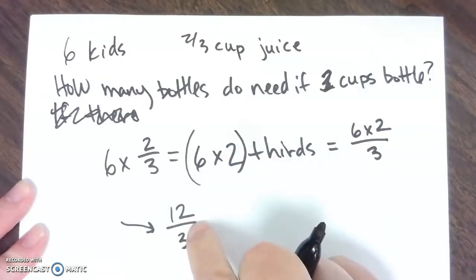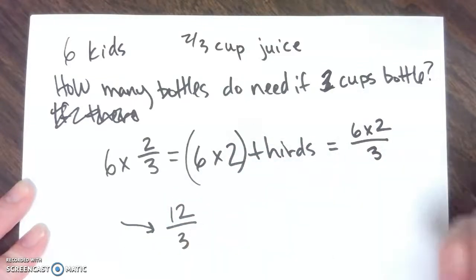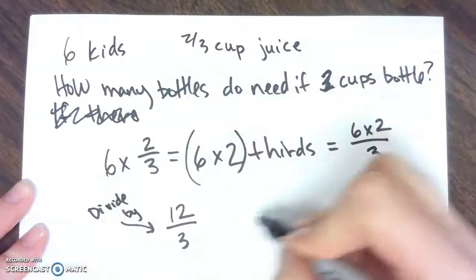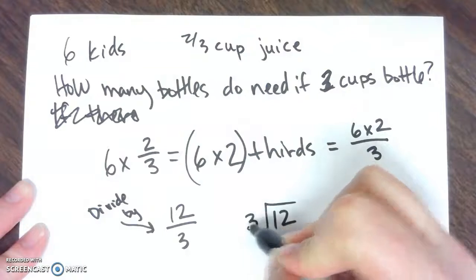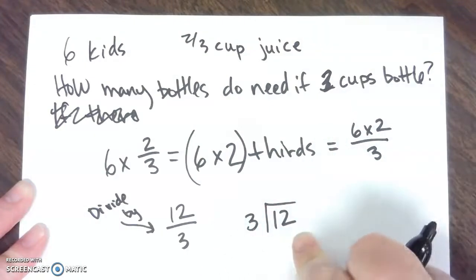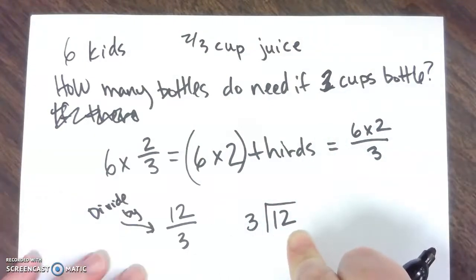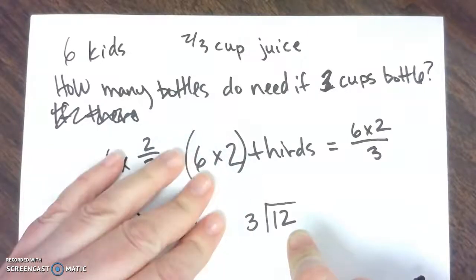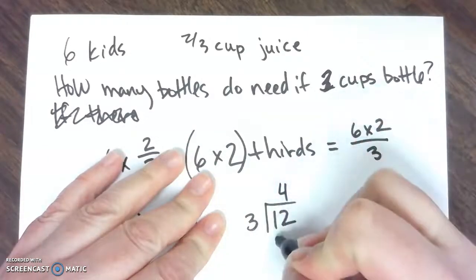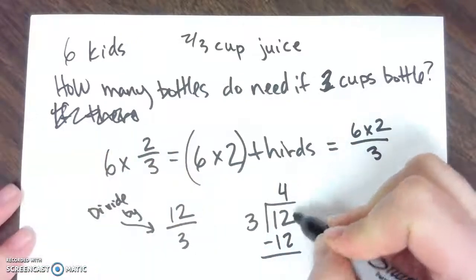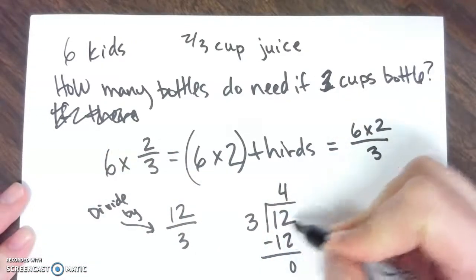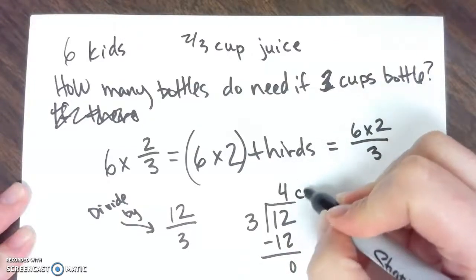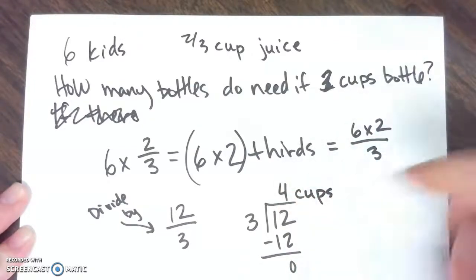That cute little fraction bar means what? Oh yeah, divided by. So 12 divided by 3. Let's count by threes. That's Mary Had a Little Lamb. 3 and 6 and 9 and 12. Oh, 4, because 4 times 3 is 12. 12 minus 12 is 0. It means we don't have a remainder. So that means that the kids drank 6 cups of juice.